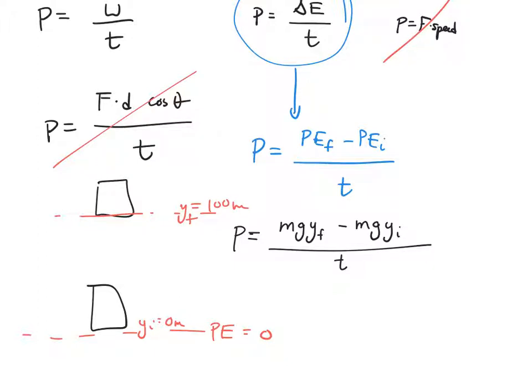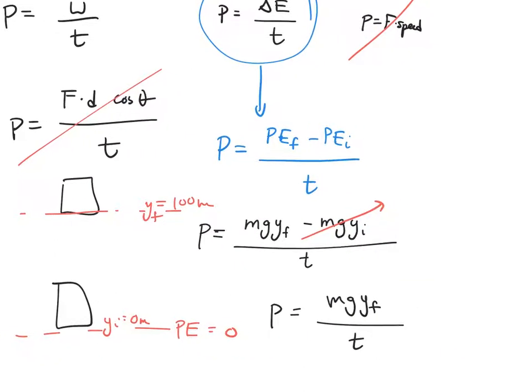So let's go ahead and cross this off because yi is 0 in this problem, which gives me an overall formula of mgyf minus 0 over time. So I can find the amount of potential energy at the end of the problem, divide it by time, see how long it took to gain that much energy. We have a numerator, 500 times 9.81 times 100, and this is all over a time period of 15 seconds.